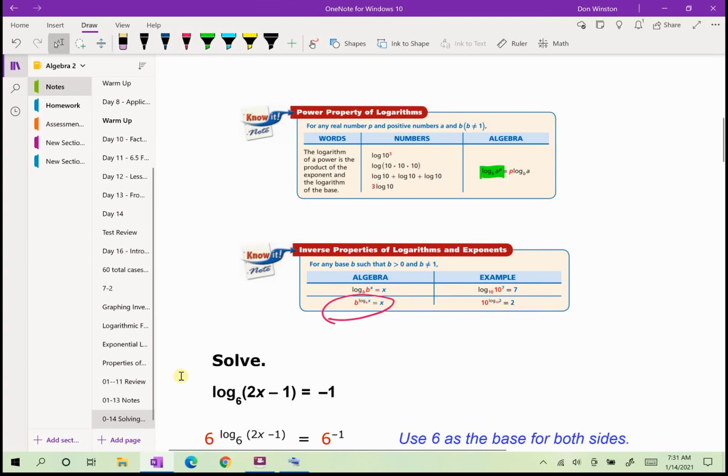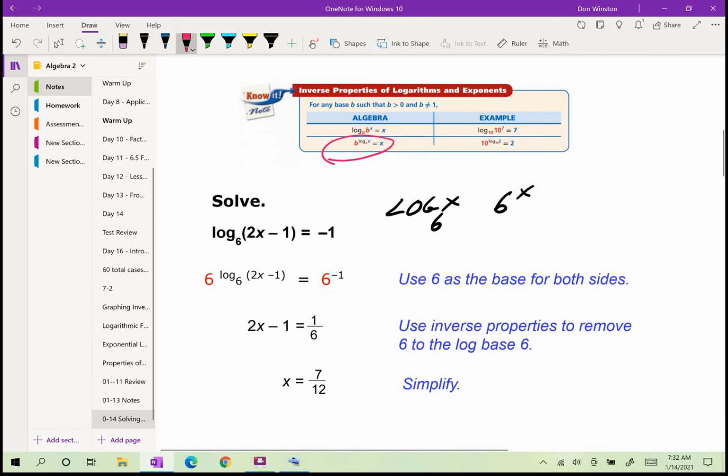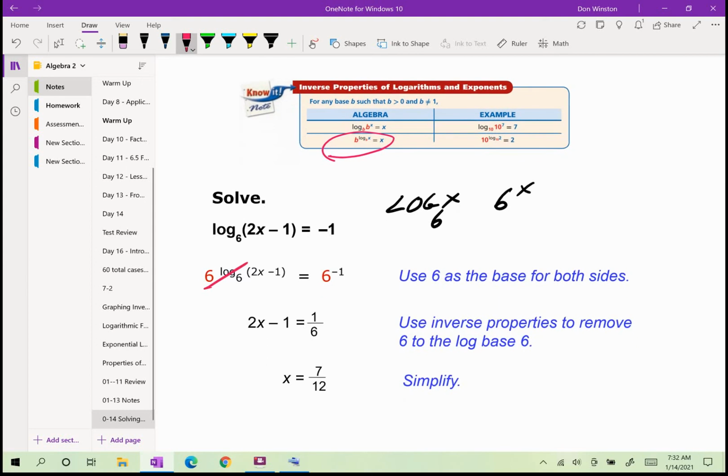All right, so let's take a look at this here. We want to solve log base 6 of 2x minus 1 equals negative 1. Again, the inverse of log base 6 of x is 6 raised to the x. So we just go 6 raised to both sides. We undo it. So 6 raised to log base 6 of 2x minus 1 equals 6 raised to the minus 1. That undoes the log, and now we have 2x minus 1 equals 1/6. 6 raised to the minus 1 is 1/6.